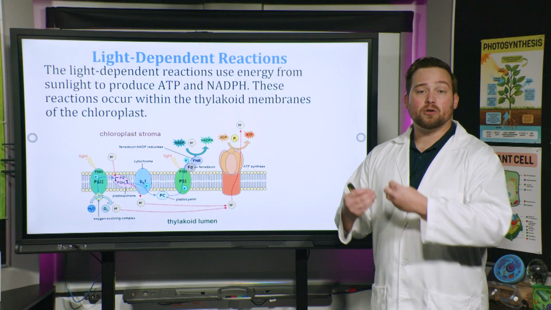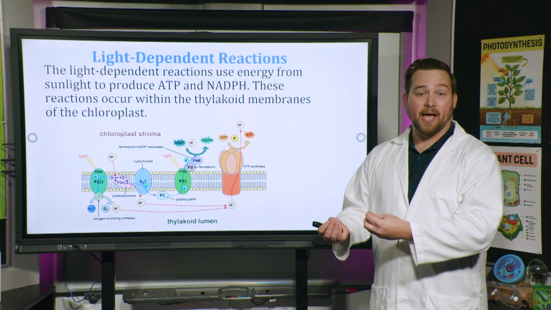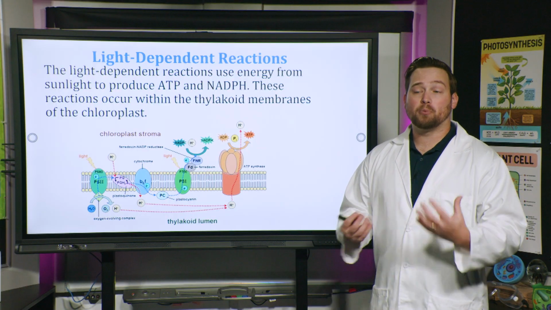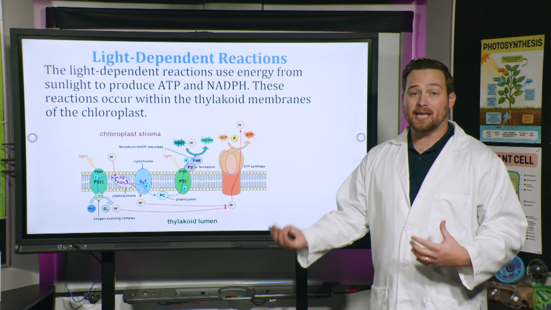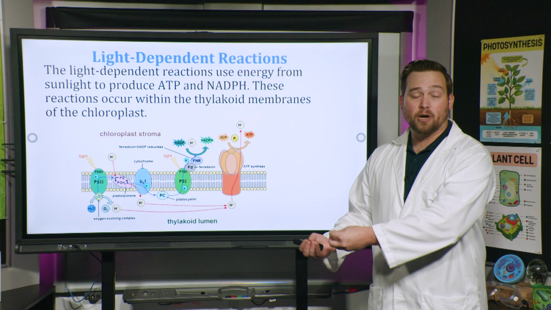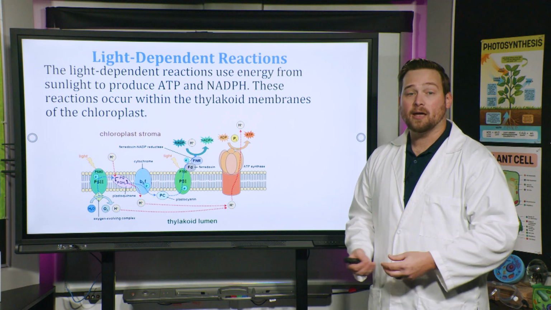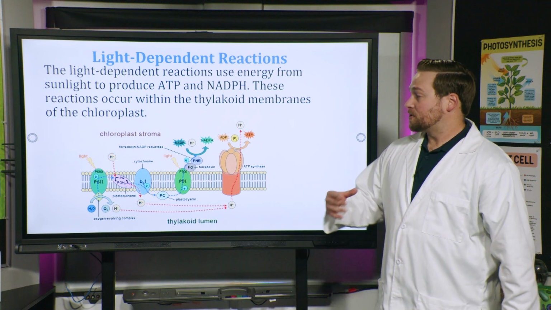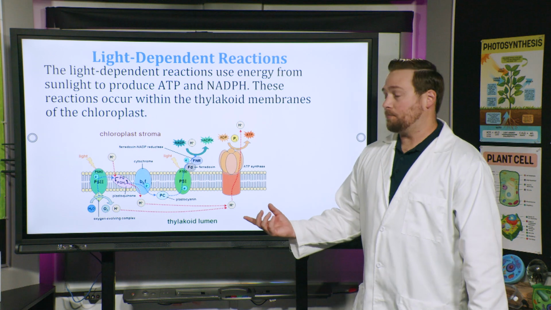We're going to use the energy from sunlight to make these two important molecules, ATP and NADPH. And we're going to use these for making the glucose in the next reaction. What we're looking at here, I'll point out some things that are going on.